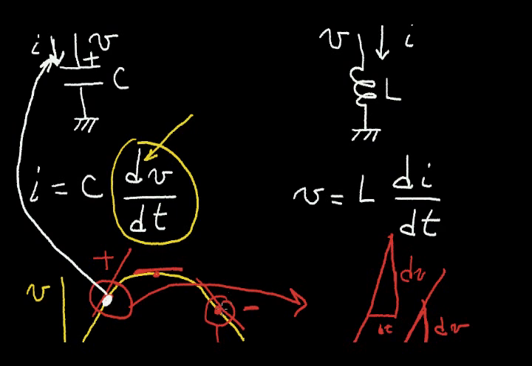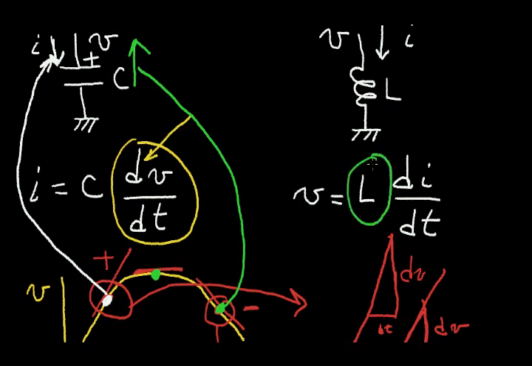If I have a negative slope, for example at this point, the current is flowing the other way in the capacitor. It's flowing in this direction. If I have zero slope, corresponding to this point, I have zero current flowing in the capacitor. Now the inductor behaves in a similar way, except the voltage and the current terms are reversed. Instead of having capacitance, I have an inductance in this equation.